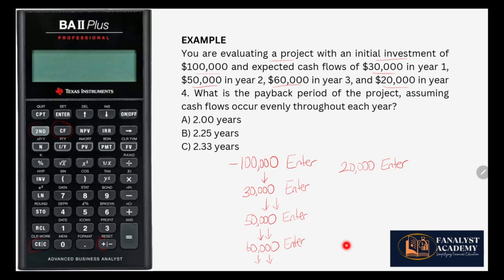So the next thing we do now is to press our NPV. So once we press NPV, we'll press arrow down. We'll press arrow down. We'll press arrow down. So we see PB. Once we see PB, the next thing we do is to compute. So this is the compute button in the calculator. Now, once you compute, the calculator will give us a payback period of 2.33 years.